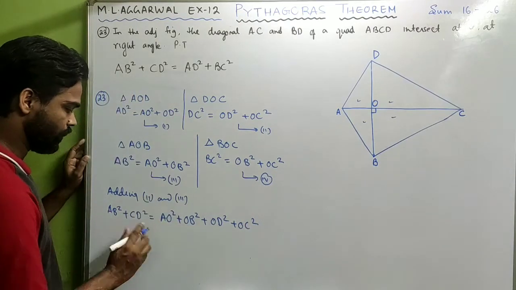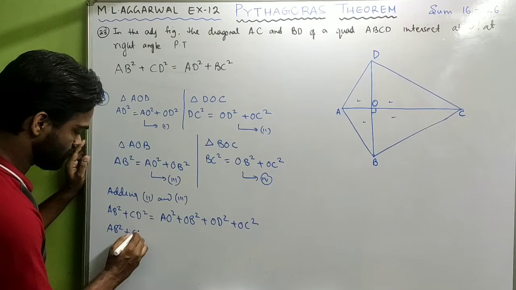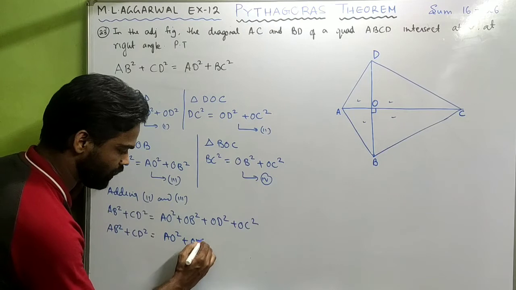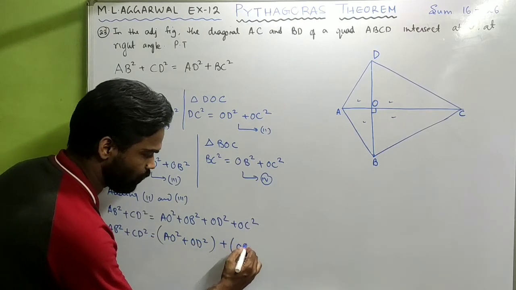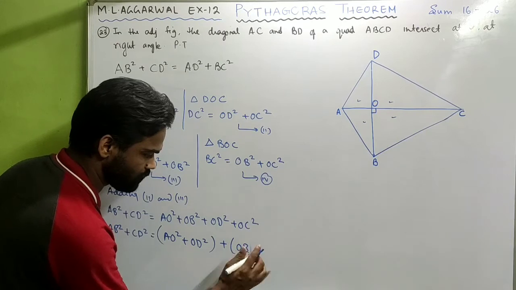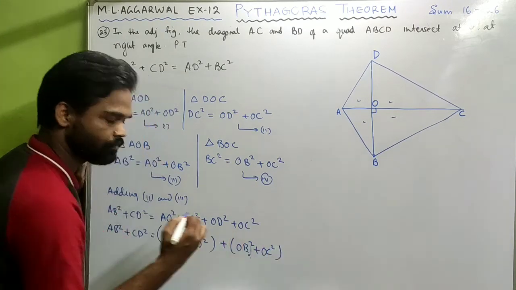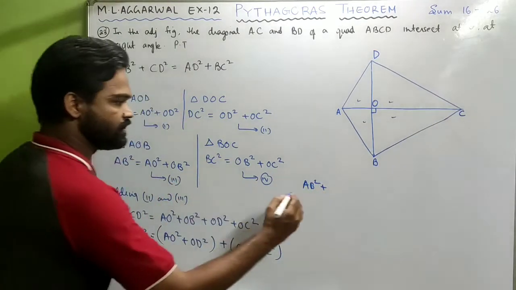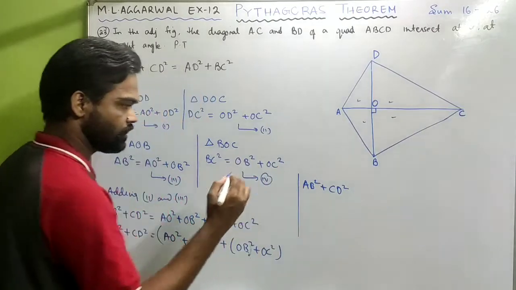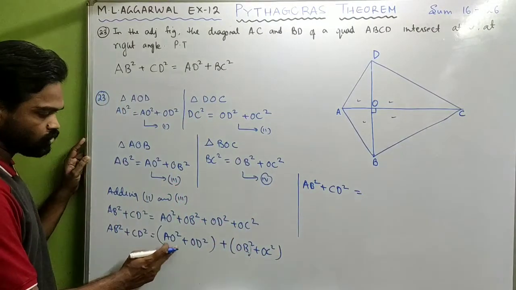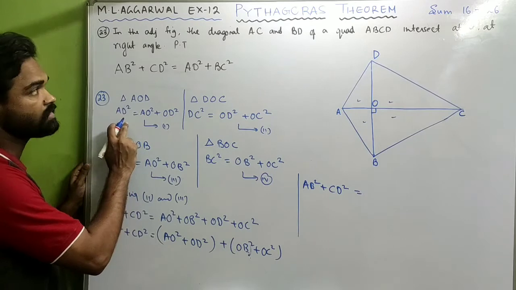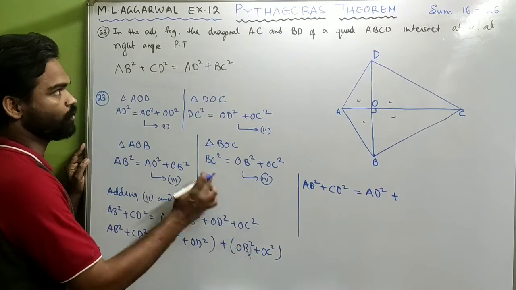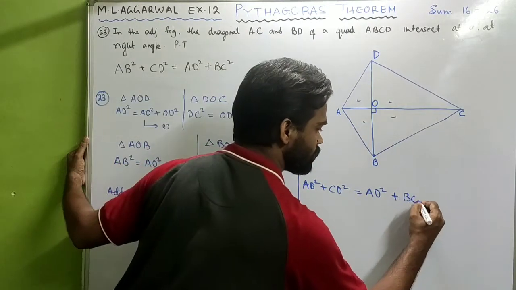Done. Now I'll just arrange the right hand side. Now this I'll write as AO square plus OD square. I'll just rearrange. OB square plus OC square. Now look carefully. So AB square plus CD square is equal to AO square plus OD square. Look over here, this is AD square plus OB square plus OC square, which is nothing but BC square. Proved.